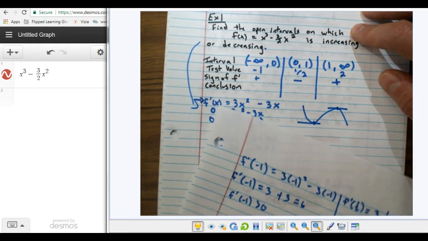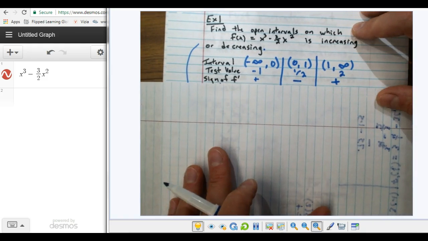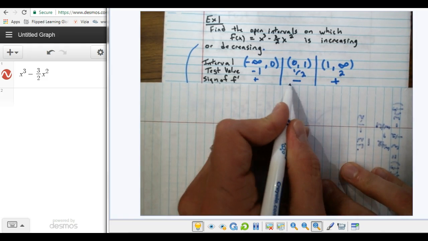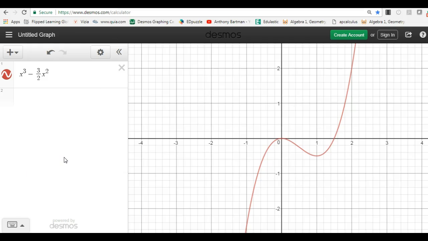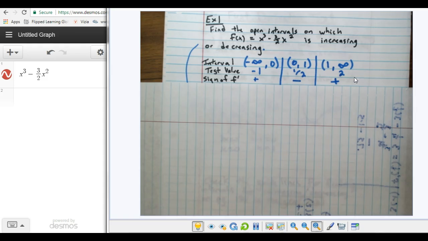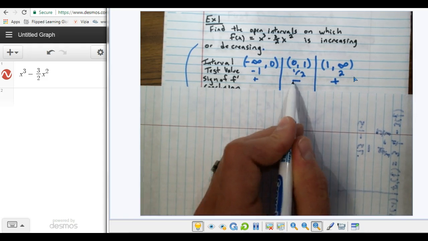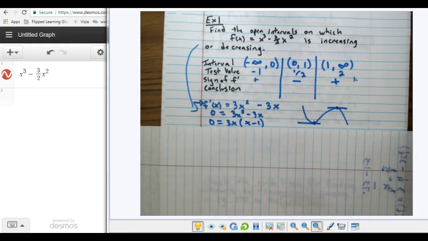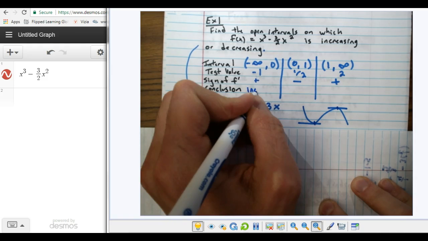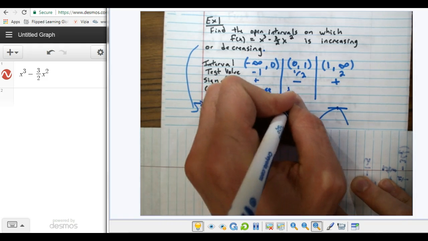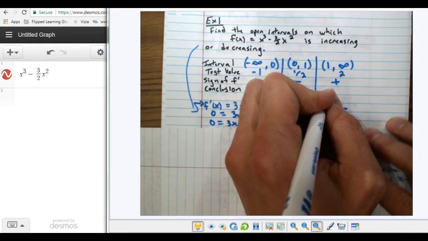So that tells me that my function is increasing, decreasing, and increasing. Let's just check this out real quick on Desmos. So here are my critical numbers, 0 and 1, which we found. My function is increasing, decreasing, increasing. Oh, that's exactly what I said here, right? So what does that mean for my conclusion? Exactly what we just said. It's increasing, decreasing, and increasing.